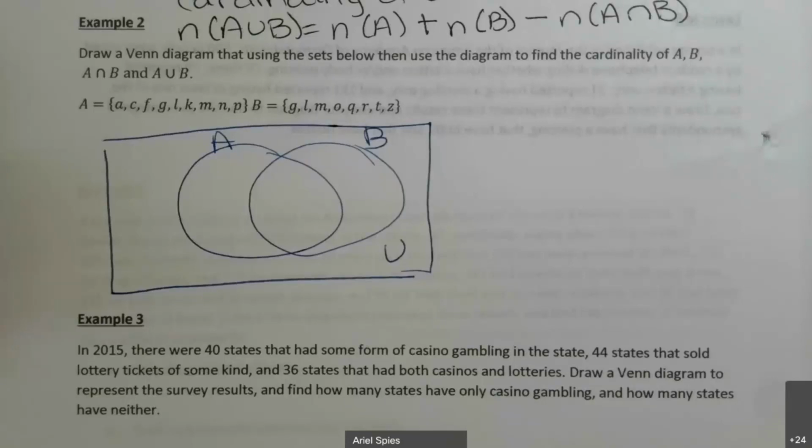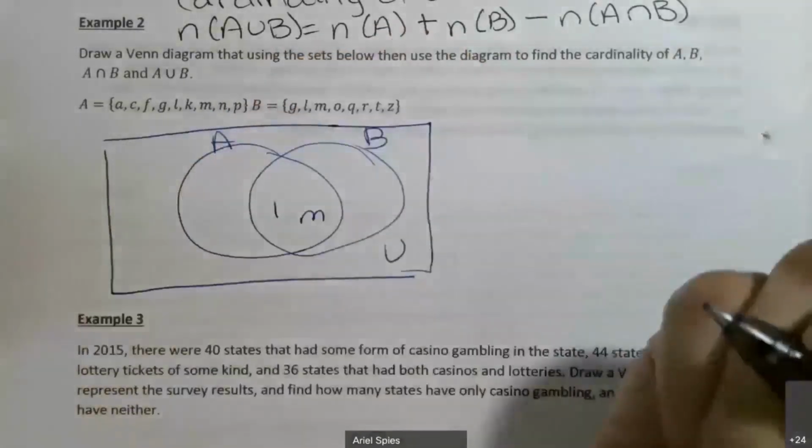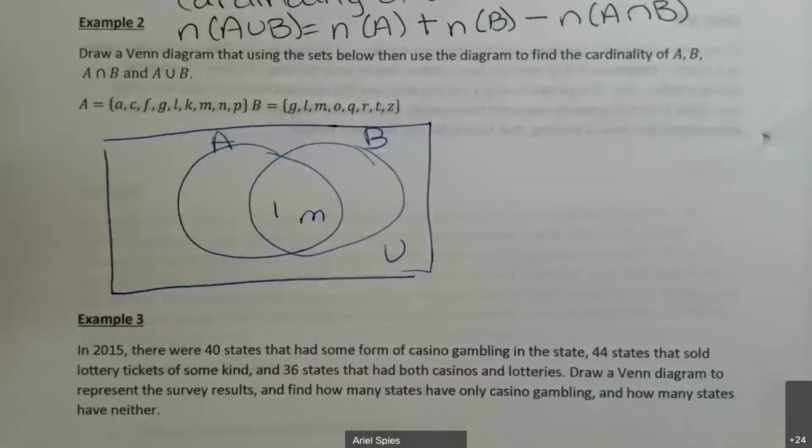Okay, what letters go in the middle this time? L, M. Did you say 2 letters or 3 letters? I said 2. I'm looking for another one. There's one more. G comes before L. Yeah. G.